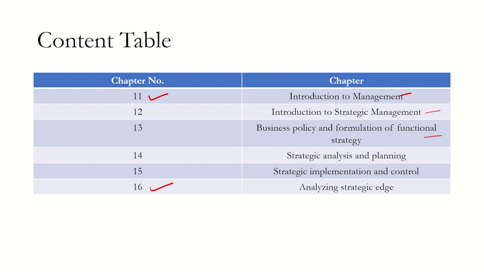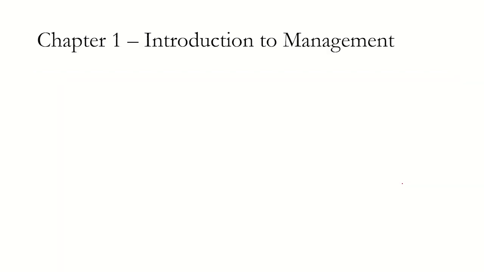The third chapter is business policy and formulation of functional strategy. The fourth chapter for us would be strategic analysis and planning. Fifth would be strategic implementation and control. And the last chapter would be analyzing strategic edge. Now in the next few slides, let us go a little deeper into each of these chapters and understand what are the concepts that we'll be studying in the entire syllabus.